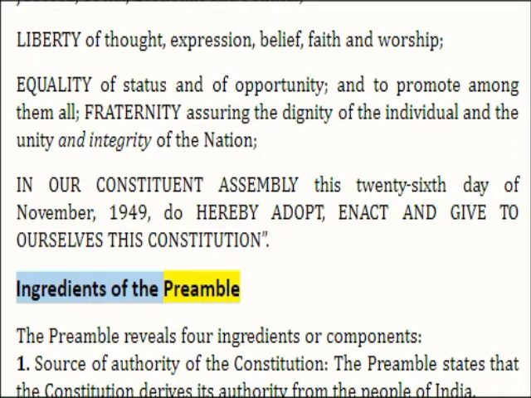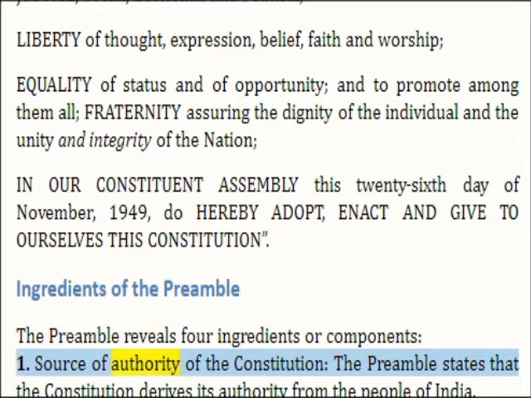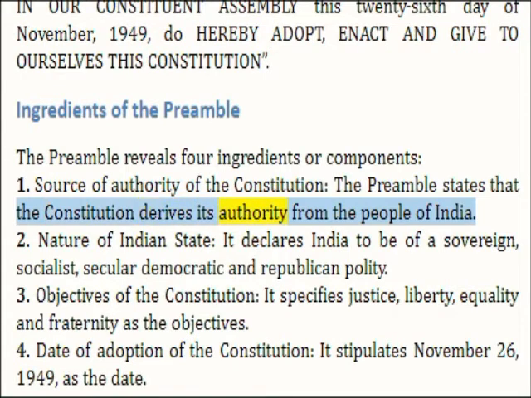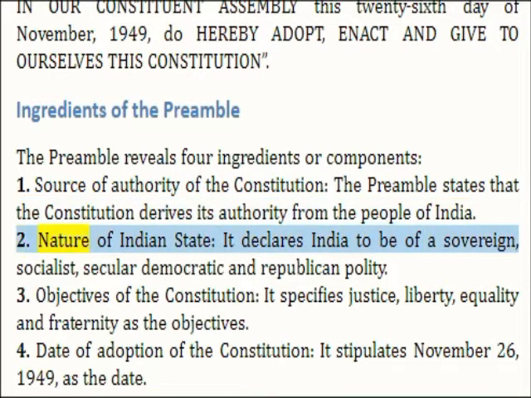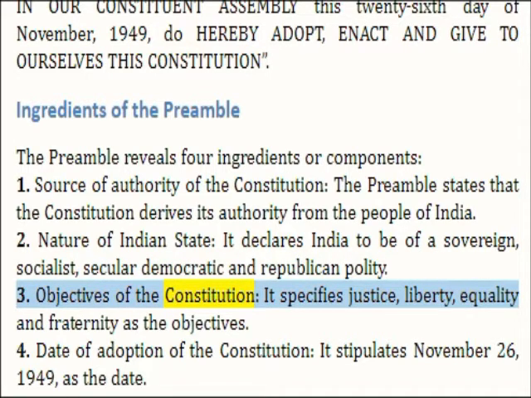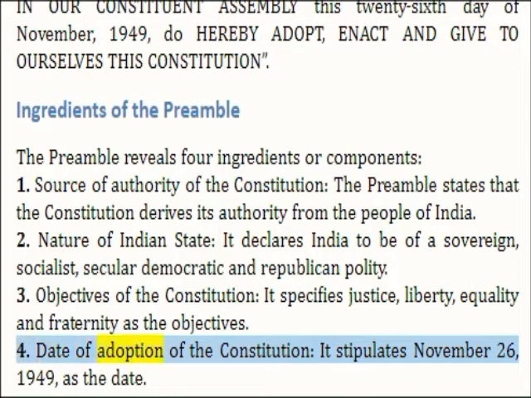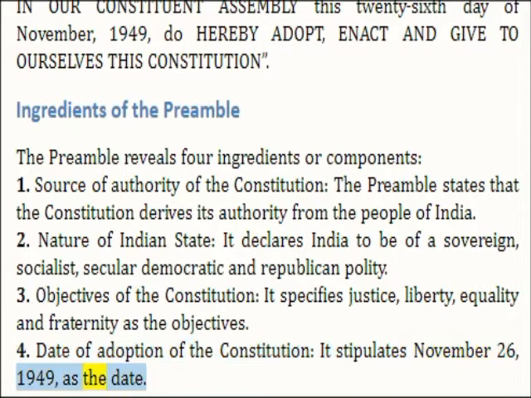Ingredients of the Preamble. The Preamble reveals 4 ingredients or components. 1. Source of authority of the Constitution. The Preamble states that the Constitution derives its authority from the people of India. 2. Nature of Indian state. It declares India to be a sovereign, socialist, secular, democratic, and republican polity. 3. Objectives of the Constitution. It specifies justice, liberty, equality, and fraternity as the objectives. 4. Date of adoption of the Constitution. It stipulates 26th November 1949 as the date.